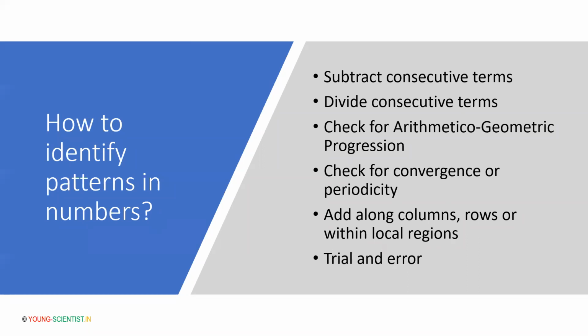You can also check for convergence or divergence or periodicity. What I mean is, if you take a sequence as simple as 1, 2, 3, 4, 5, and so on, we can see that it's diverging. It continues to increase forever. It will go on until it reaches infinity.